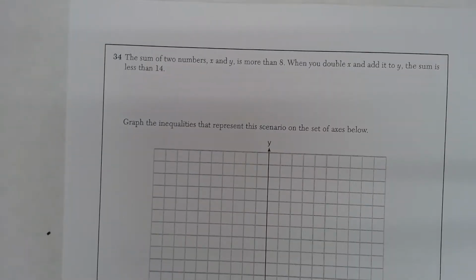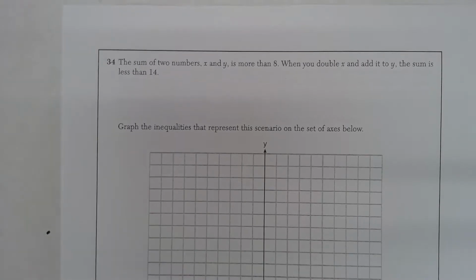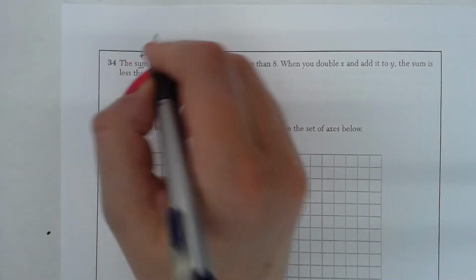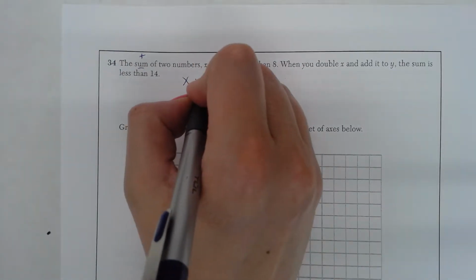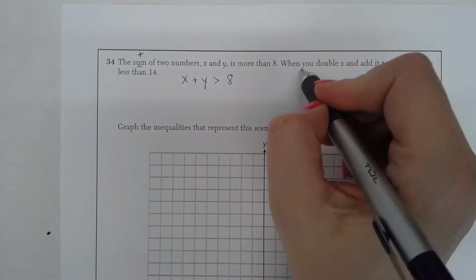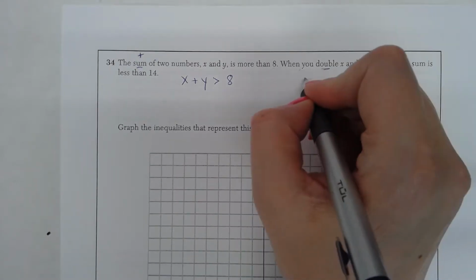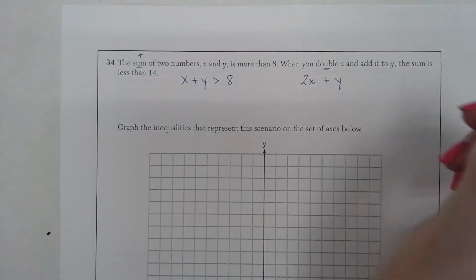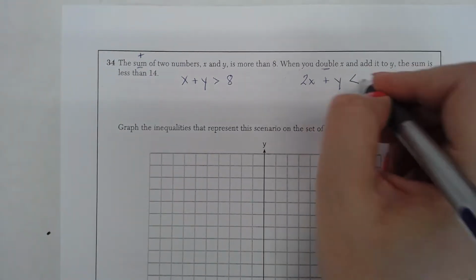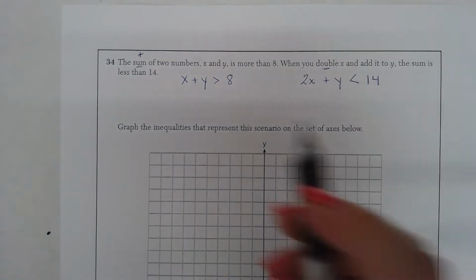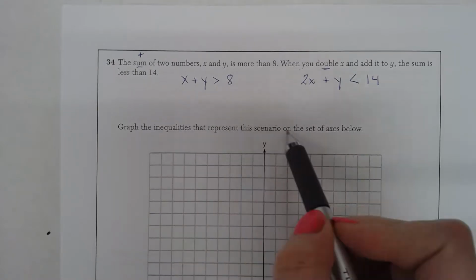Question 34. The sum of two numbers, x and y, is more than 8. So sum means that I'm adding. X plus y is more than 8. When you double x, doubling means you multiply it by 2, and add it to y, the sum is less than 14. So you're reading and translating. Graph the inequalities that represent this scenario on the axes below.